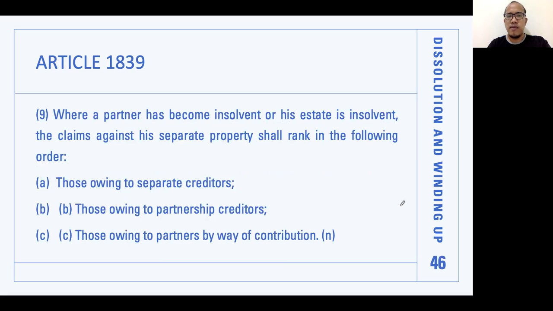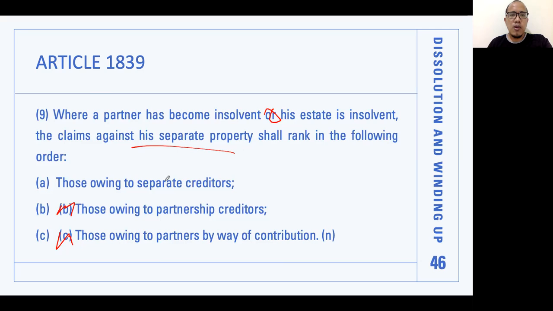When a partner has become insolvent or his estate is insolvent, the claims against his separate property shall rank in the following order. Ba't may mga A, B, B, B, C, C dito? Umuulit siya. Anyway, kapag insolvent ang isang partner or yung estate niya, in case na namatay na siya, may dalawang situation na kinocontemplate dito: yung buhay na partner na insolvent at yung patay na partner na insolvent. So meron siyang claims against his separate property. Naghahabol doon sa insolvent na partner. May mga partners na naghahabol, may mga creditors na naghahabol, may mga creditors ng partnership na naghahabol sa akin.